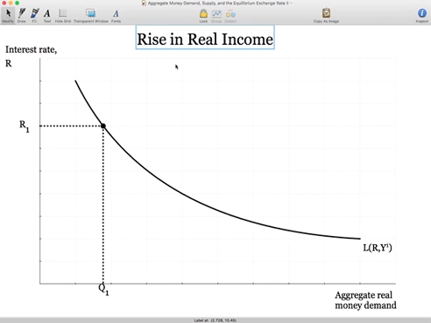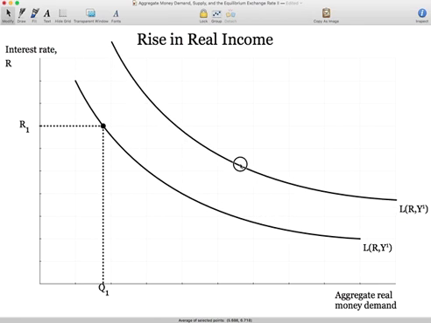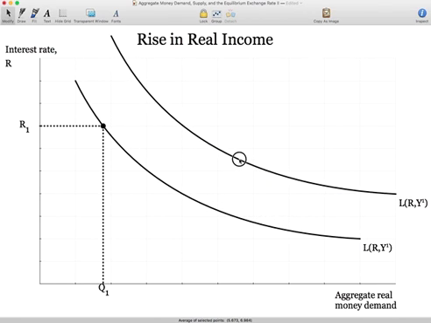Also realize that the real aggregate demand for money is also a function of income. And this is a positive relationship. So we're starting with an original real aggregate demand for money, and we have an interest rate R1, and Q1 represents how much people want to hold in money balances at that interest rate. If there was an increase in real income, that is income irrespective of prices, this would cause the aggregate demand curve to shift to the right.